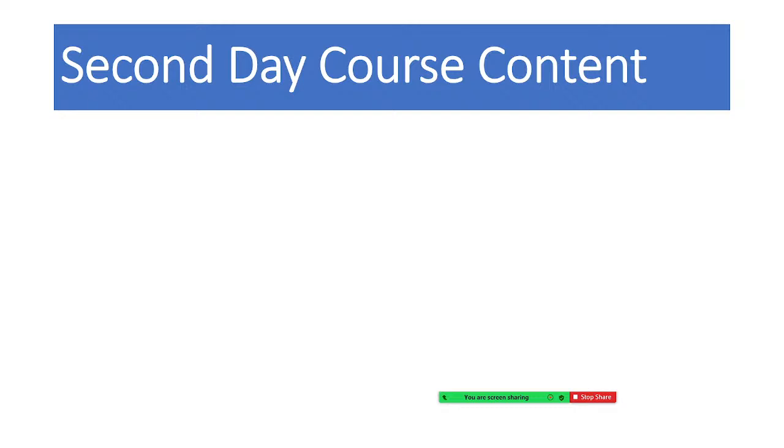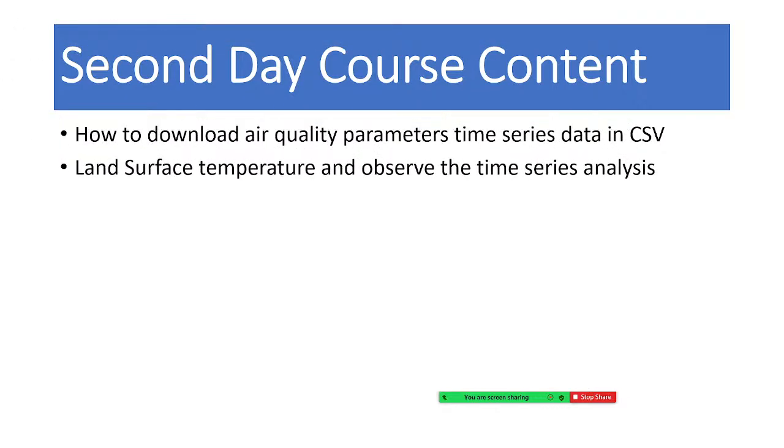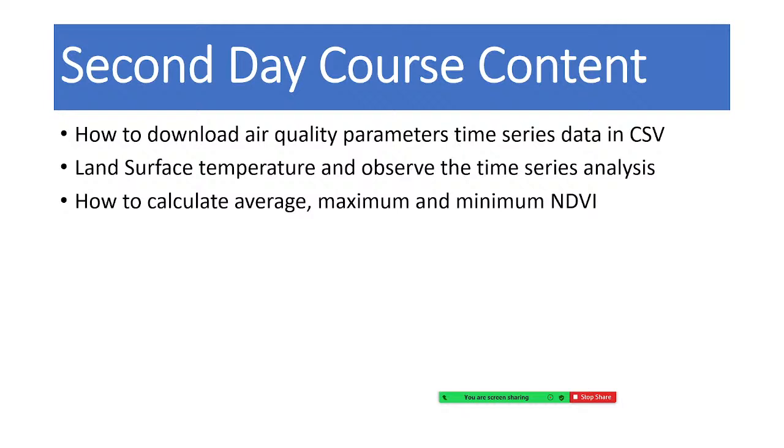Okay, so in this session I will discuss how to download the air quality parameters as time series data in CSV file format. Then land surface temperature: how you can easily work with the land surface temperature or LST and observe the time series analysis using the Google Earth Engine platform. And then how to calculate the average, maximum and minimum NDVI or any other indices. I will discuss all the details of these three topics.